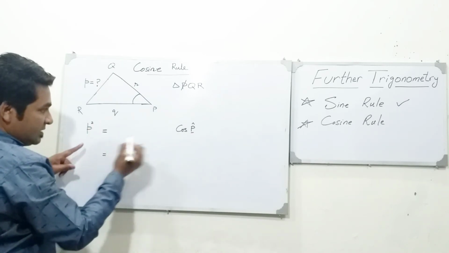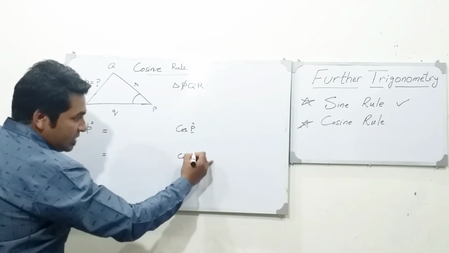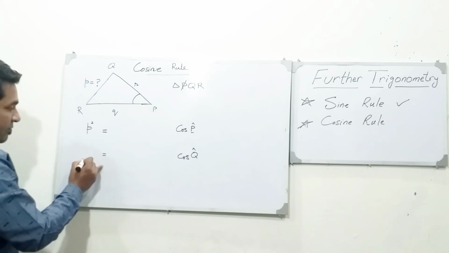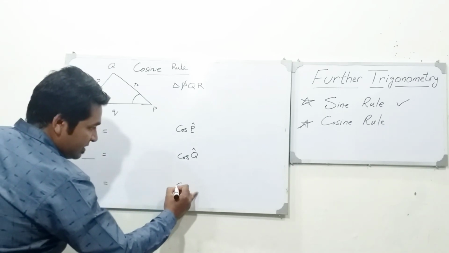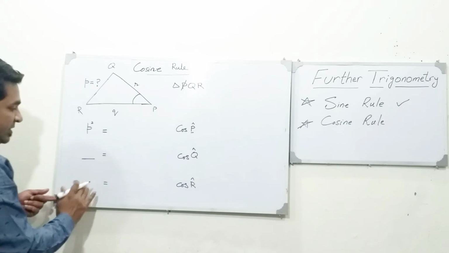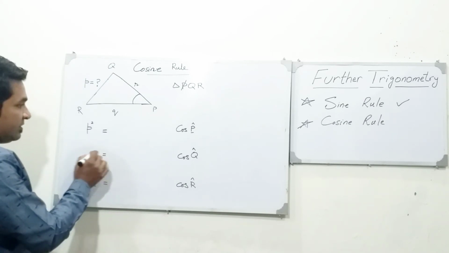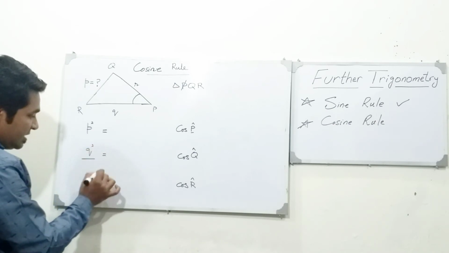Now I wish you to write cos of vertex Q. Which side will be written here? And if I have cos of angle R, which side will be written here? I hope you have filled these in: here you will write q squared and here you will write, obviously, r squared.